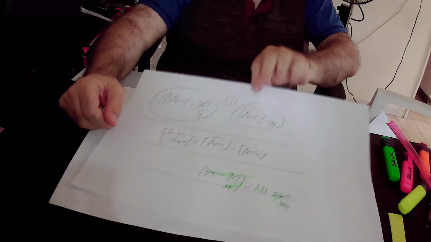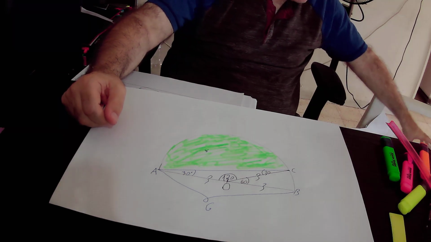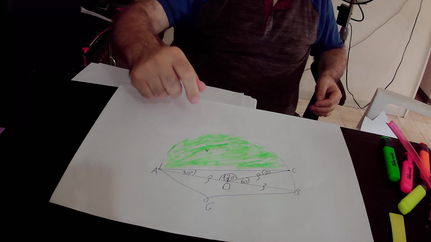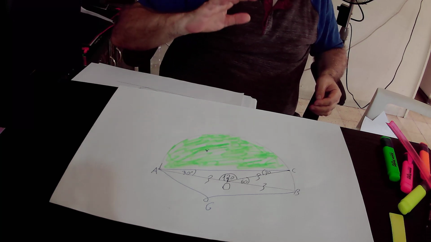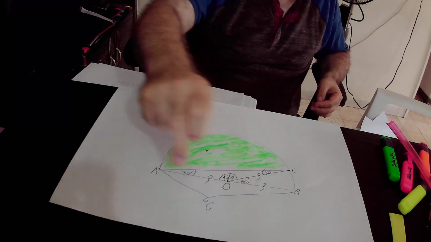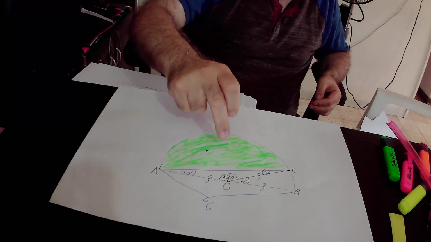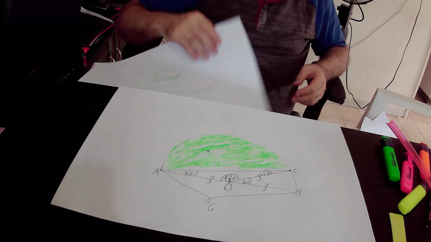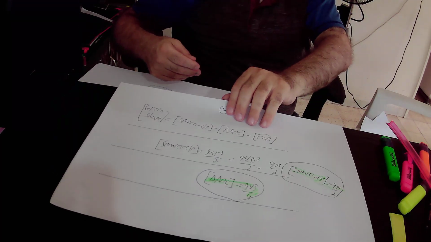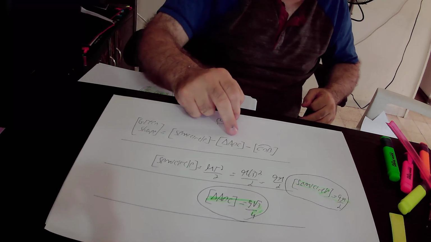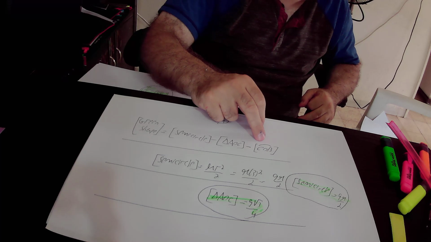We finished with the first method, then I presented to you how to find out the area of this green shape according to the second method. According to the second method, the area of this green shape equals the area of the semicircle minus the area of triangle AOC minus the area of sector COB. I'll repeat again: the area of the green shape equals the area of the semicircle minus the area of triangle AOC minus the area of sector COB.